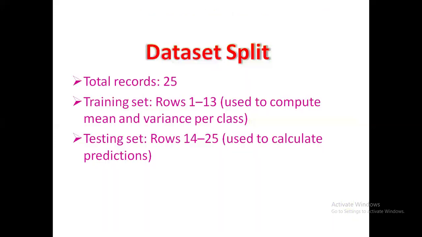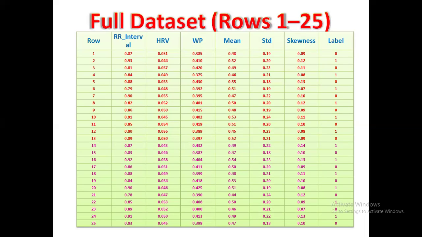Next, data split. The total number of records we are using is 25. The data set used for ECG-based heart abnormality detection in this example contains a total of 25 records, each representing a unique ECG signal sample. Each record includes various extracted features such as RR interval, heart rate variability, wavelet power, mean, etc. The small and structured data set is suitable for implementing and testing a basic naive Bayes classification model.